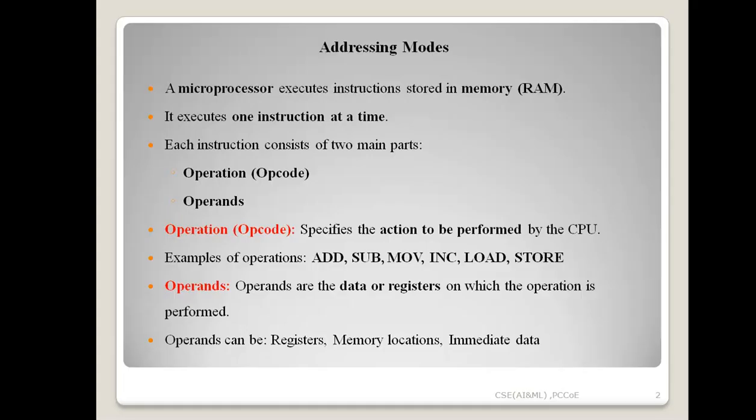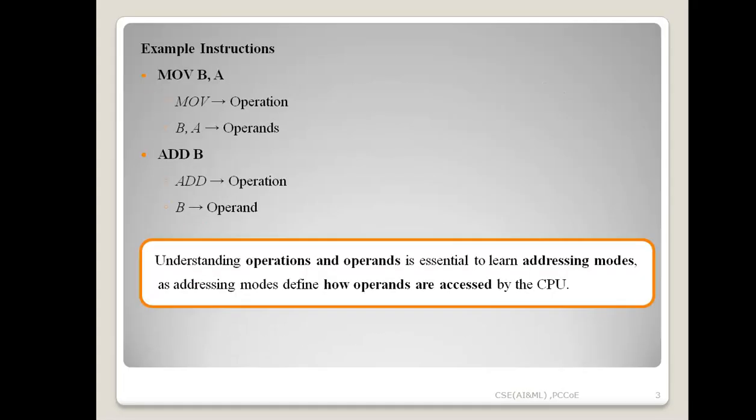Opcode specifies the actions to be performed by the CPU, for example, addition, subtraction, move a data, increment, load and store, etc. Whereas operands are the data or registers on which the operation is performed. So operands can be a register, memory location or an immediate data.